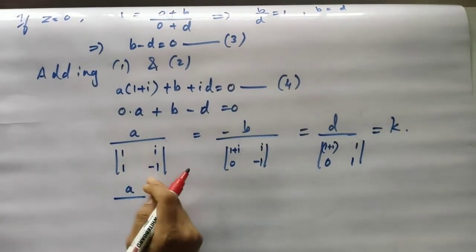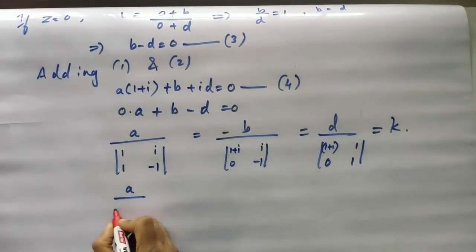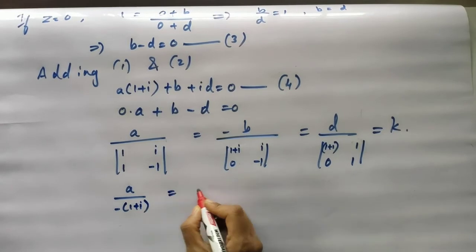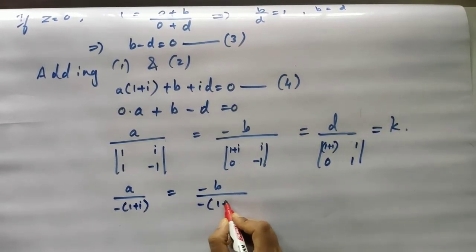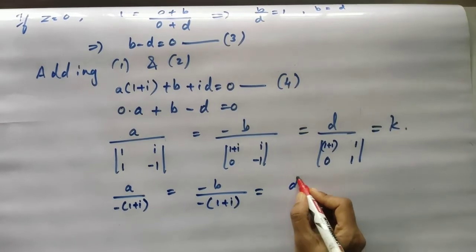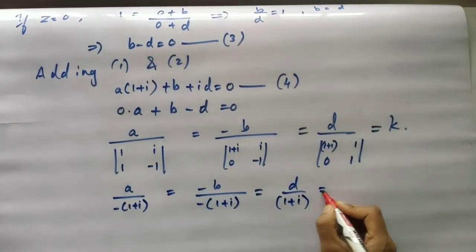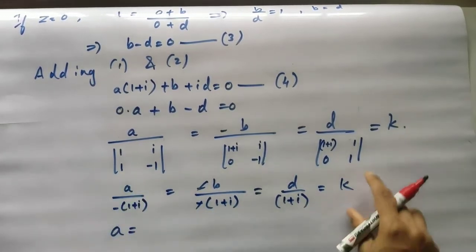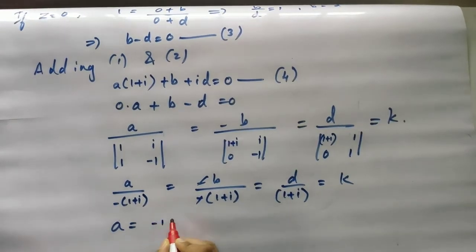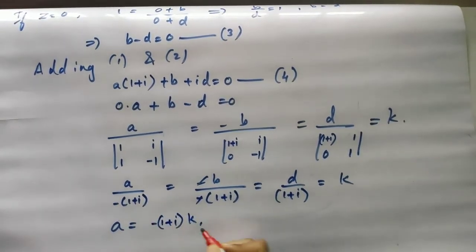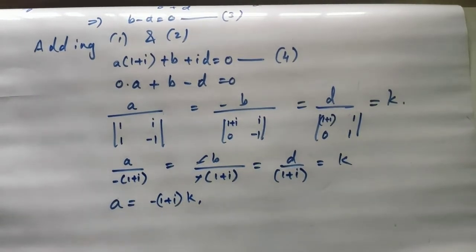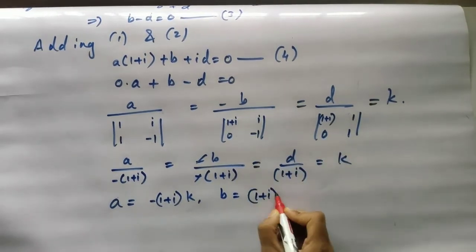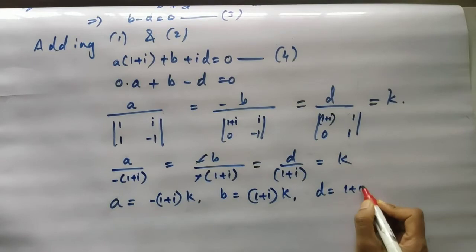So A divided by, solve for this, it will be -1 minus i, you will get it something like this, minus B divided by minus of D divided by, is equal to K. Minus sign gets cancelled here. Equate the first ratio with K, you will get A is equal to (-1 plus i) into K. Just see that. B, if you equate this, you will get (1 plus i) into K, and D also you will get (1 plus i) into K.